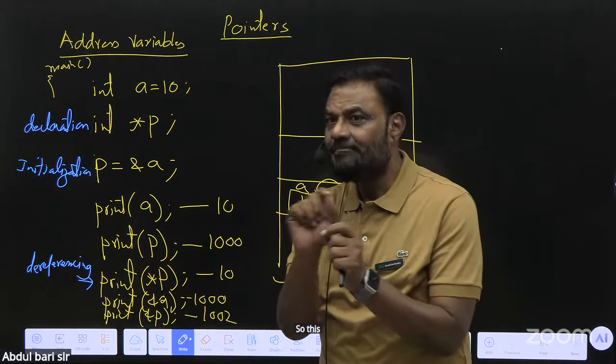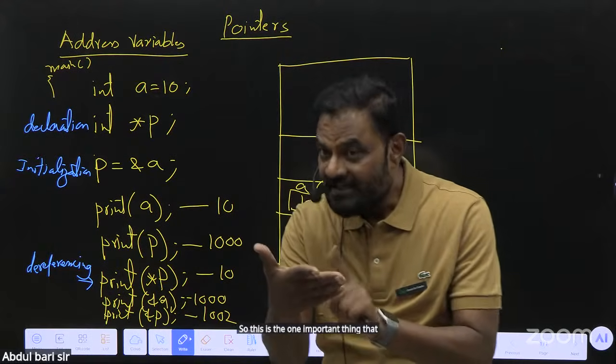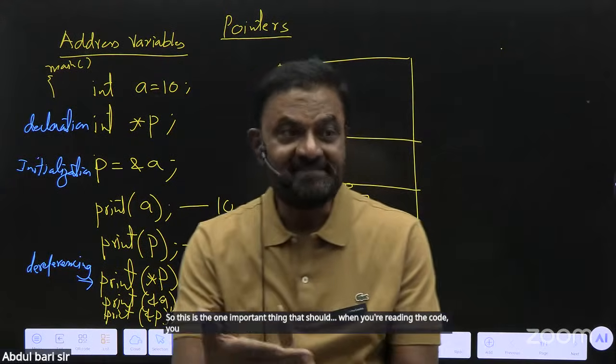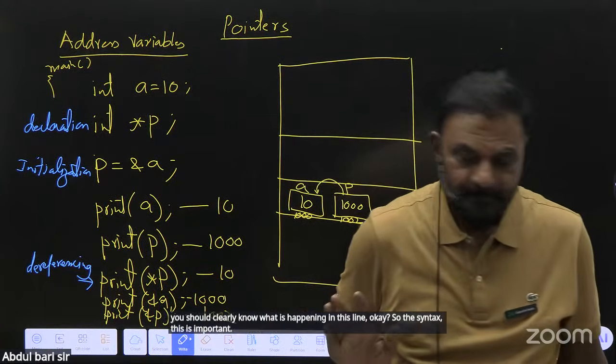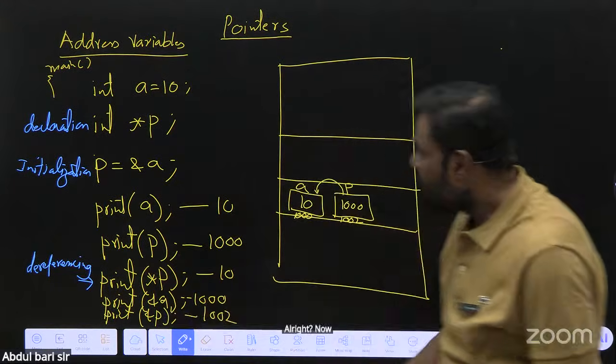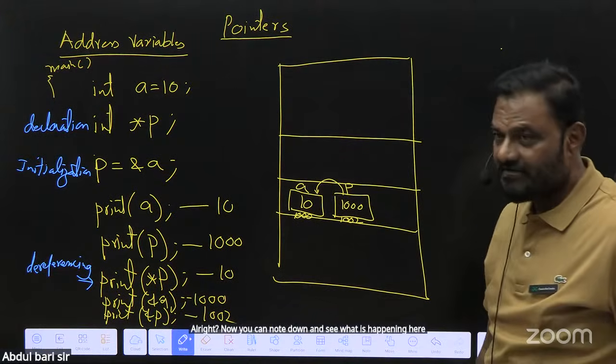This is the one important thing: when you're reading the code, you should clearly know what is happening in this line. So the syntax is important. All right. Now you can note down and see what is happening here. You can take all these things.